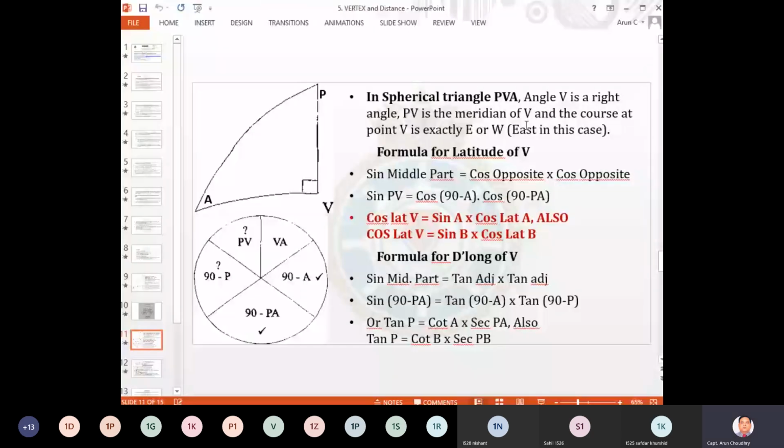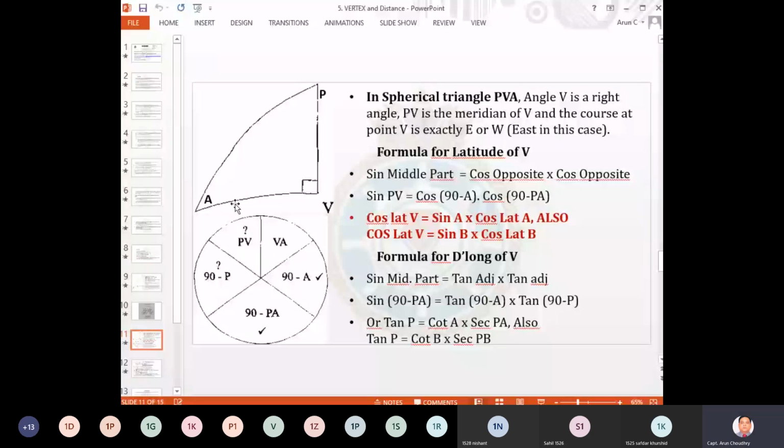Okay. So now that you know what this Napier diagram is about, in the Napier diagram, just tick mark what all is known to you. So what is known to us in this case is the side PA, because it is 90 degree minus latitude of A. So that is the PA.